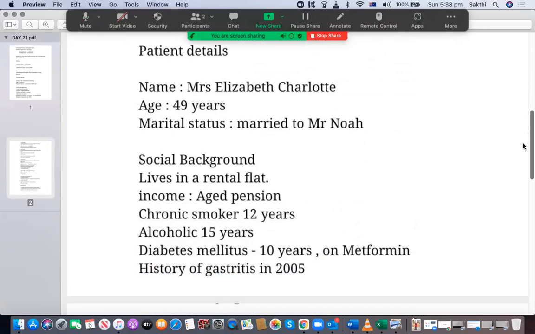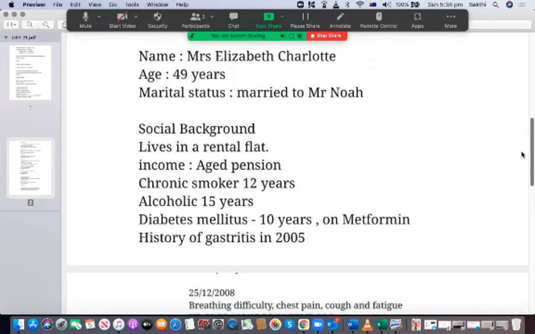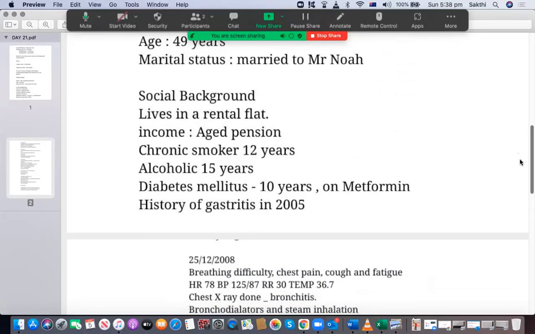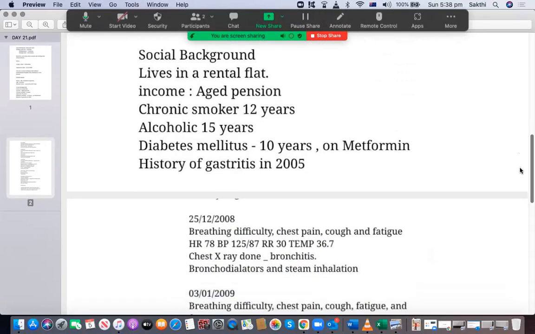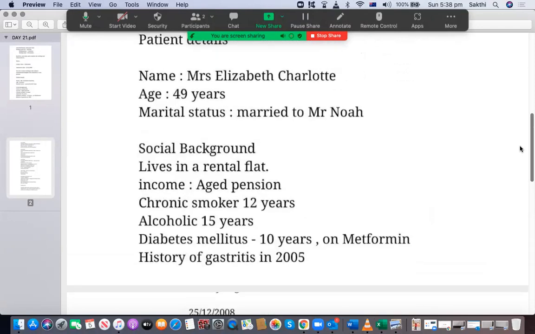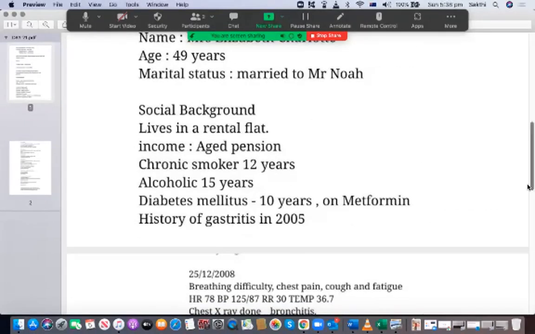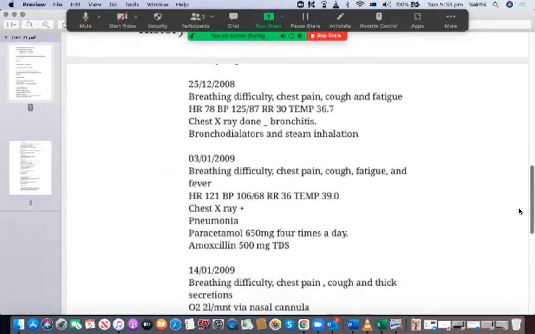Elizabeth Charlotte, age 49 years, marital status married. Social background: lives in a rental flat, income aged pension, chronic smoker for 12 years, alcoholic for 15 years. You don't need to mention any of these things. Okay, good, you haven't done that. I'm happy with that. All right, let's go through the next one.